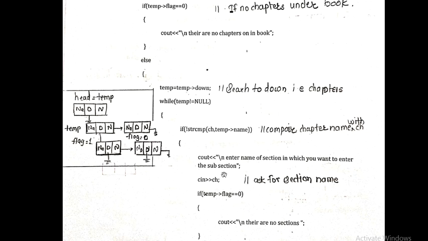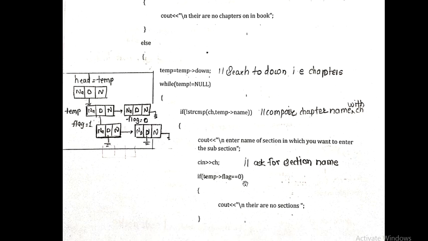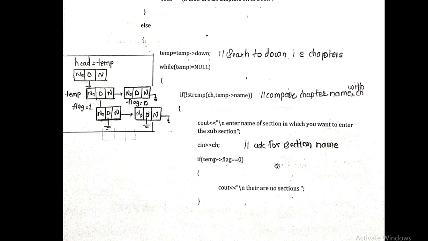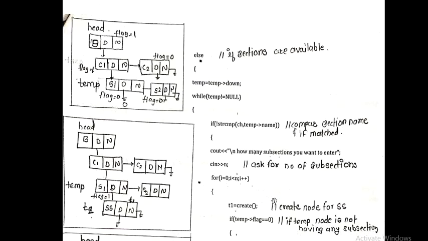So again we are going to take the choice in the ch variable, and we are going to ask the user to enter the name of the section, and again we'll check whether the flag of that chapter is 0. If the flag of the chapter is 0, meaning what? The chapter does not have any section. So as there is no section, we cannot include the subsection. The chapter is the temp variable, you can see here, so there are no sections available.